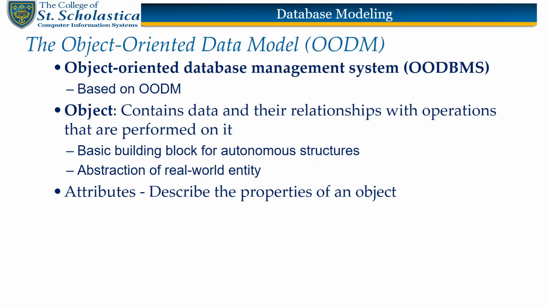The OODM is said to be a semantic data model because semantic indicates meaning. In this model, attributes describe the properties of an object, and objects contain all the operations that can be performed on it, such as changing its data values. Because objects include data, various types of relationships, and operational procedures, the object becomes self-contained, thus making it, at least potentially, a basic building block for autonomous structures.